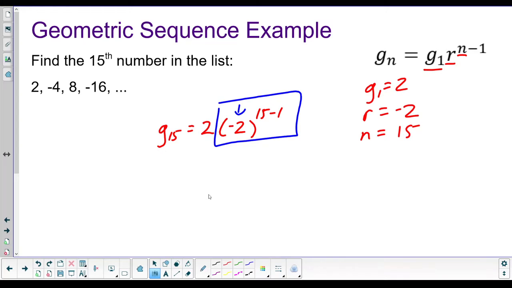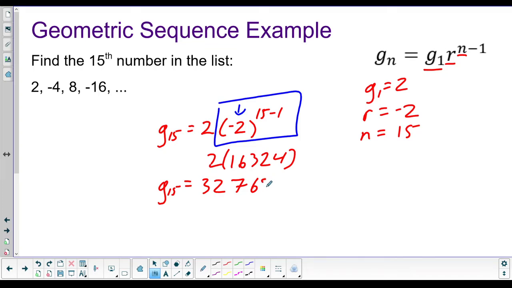This is equal to 16,384. And that's being multiplied by 2. So we're going to do times 2. So G15 equals 32,768. So that will be the 15th number in our list. Not too bad. So there are our sequence examples.